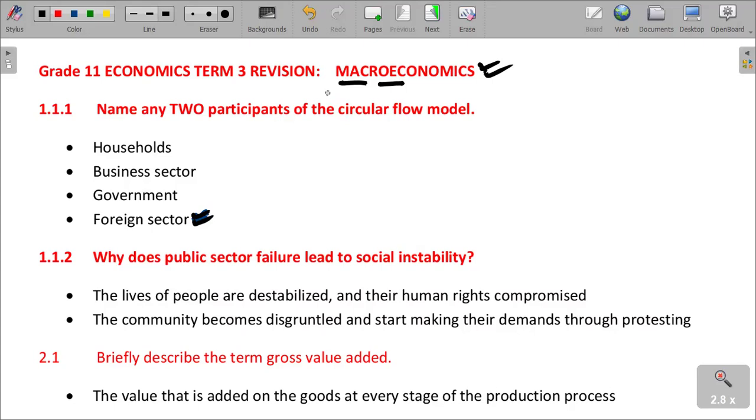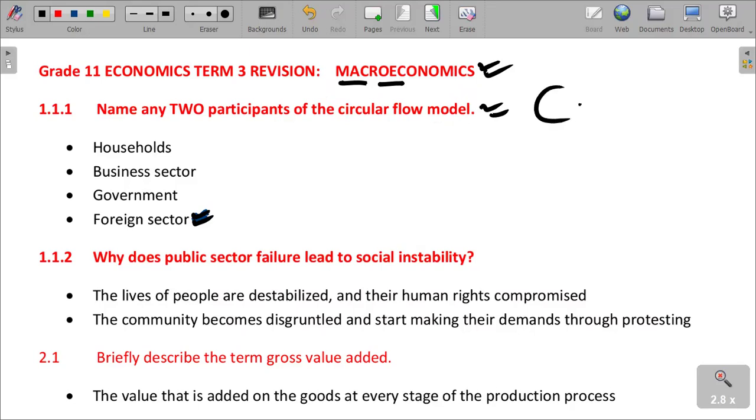12. First question reads: name any two participants in the circular flow model. In a circular flow model, name two participants.